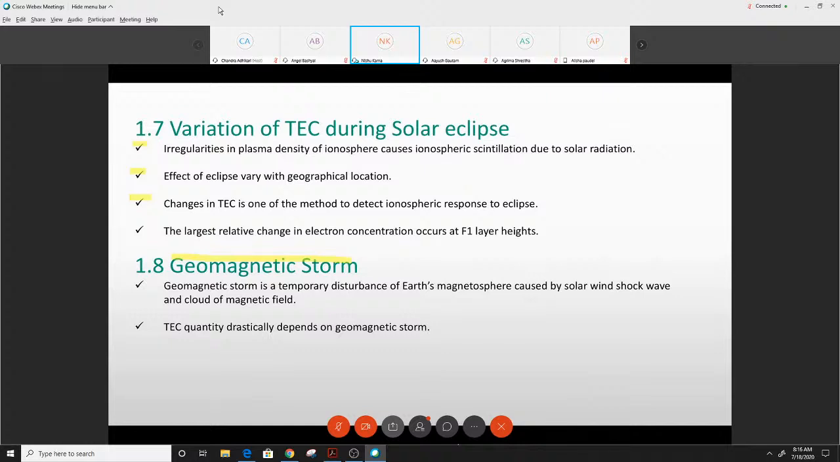And the effect of the eclipse varies with the geographical location, with various latitude, longitude, local time, and the geographical condition, such as the geometry of the eclipse formation, with varying TEC. And the change in TEC is one of the best methods to detect the ionospheric response to the eclipse. One of the events that directly affects TEC is a geomagnetic storm. So what is a geomagnetic storm? A geomagnetic storm is a temporary disturbance of the Earth's magnetic field caused by the solar wind shock wave and the cloud of magnetic field that interacts with Earth's magnetic field.